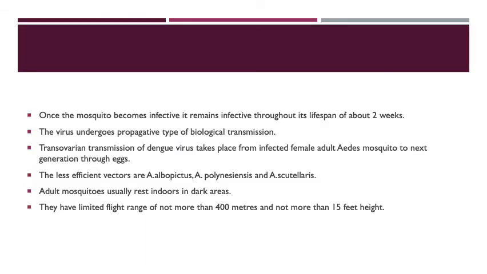Once the mosquito becomes infective, it remains so throughout its lifespan of about 2 weeks. The virus undergoes propagative type of biological transmission. Transovarian transmission is also seen, and it takes place from infected female Aedes mosquito to the next generation through the eggs. The less efficient vectors include Aedes albopictus, Aedes polynesensis, and Aedes scutellaris.